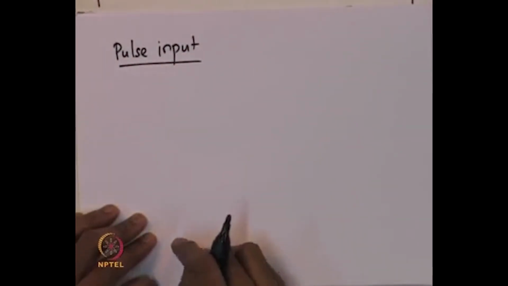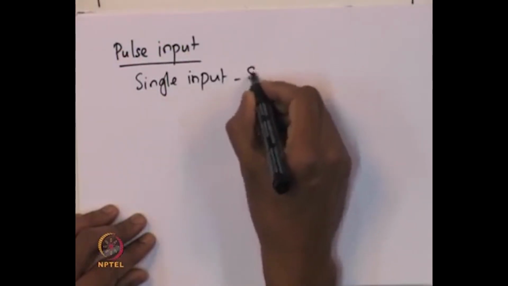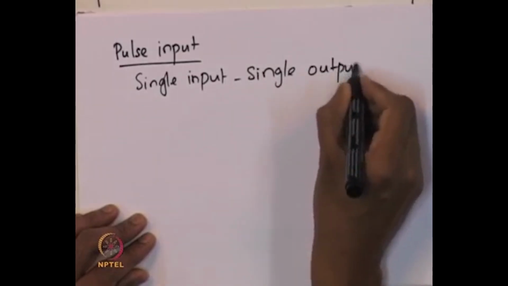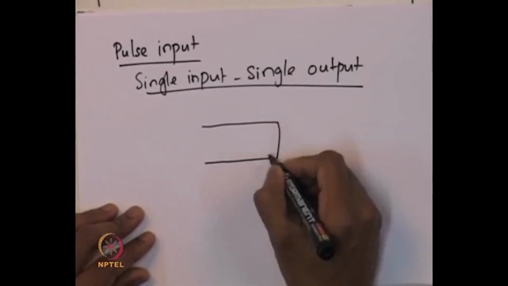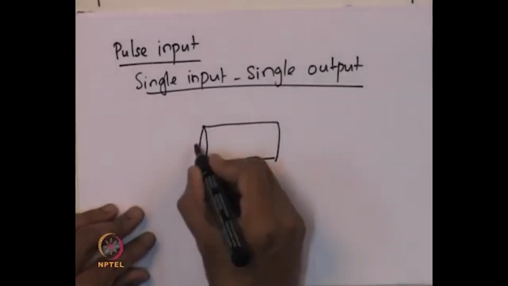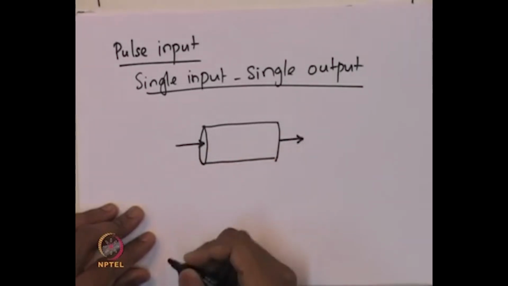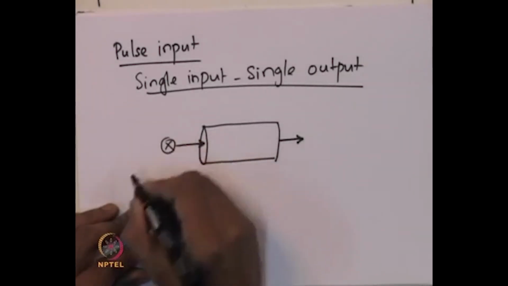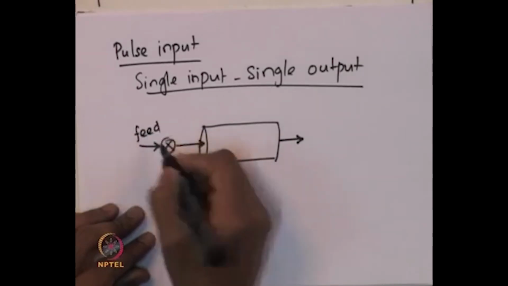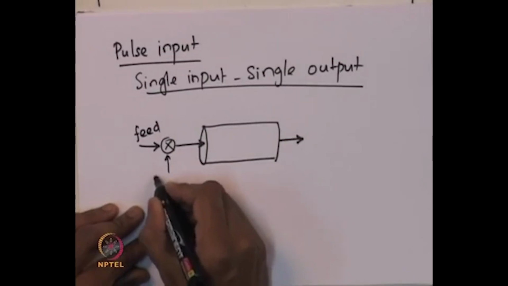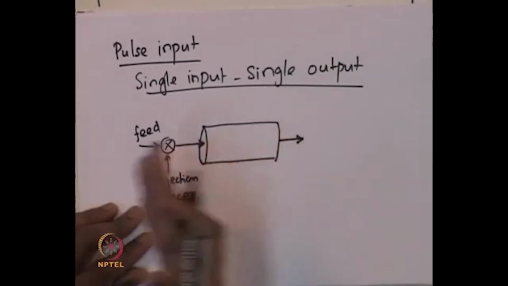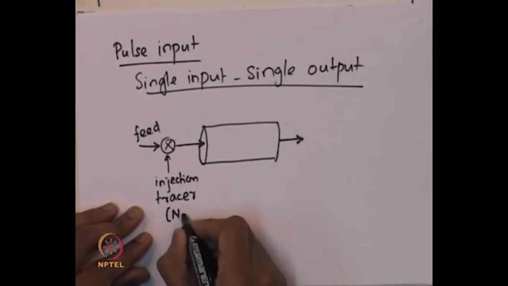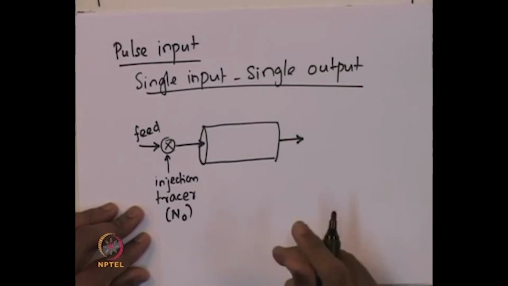Now suppose we consider a single input single output system, that is, suppose there is a reactor, and there is a single input stream to the reactor and a single output stream from the reactor. And suppose there is a feed stream, and we inject the tracer along with the feed which goes into the reactor, and maybe the total amount of the tracer is N naught, and it has to be a pulse tracer.